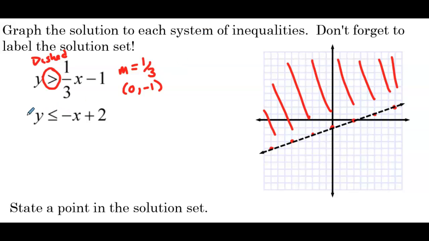And then we're going to graph the next line. Slope is -1. The y-intercept is the point 0, 2. So we have our slope, we have our y-intercept, or a point. So 0, 2, slope of -1. Go up 1 to the left 1 as well. And we're going to connect those points with a solid line. Less than or equal to, we have equality.